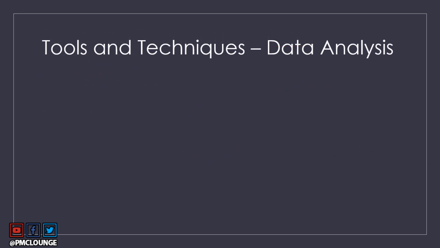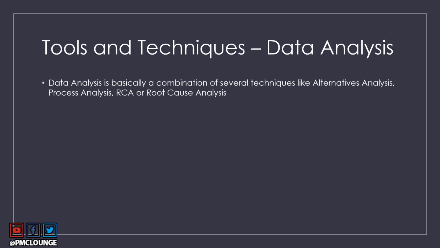So the next tool that we are discussing is data analysis, and it is actually as simple as it sounds. It basically is a combination of several techniques like alternative analysis, process analysis, RCA, or root cause analysis. Now these are some of the concepts that we have touched in the past here and there, and these are fairly easy also. But let's talk about root cause analysis, because that's something which we have not covered in the past.